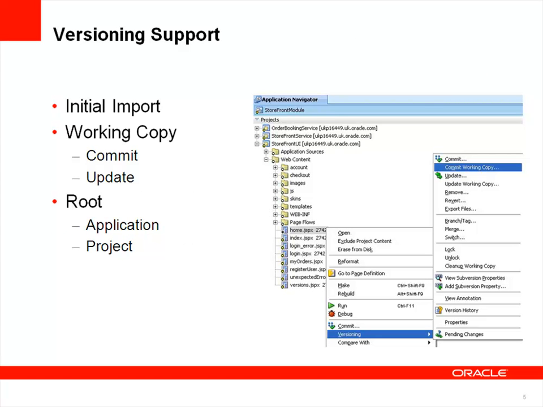Version control systems allow you to integrate code changes, maintain code history, compare and revert to previous versions, and branch code. Typical activities include an initial import of the source code into a repository, check-ins from a developer's working copy to a source repository, and updating a working copy with changes from a repository. The root of the repository is typically the application, although for more segmented development teams, the root might be a JDeveloper project.